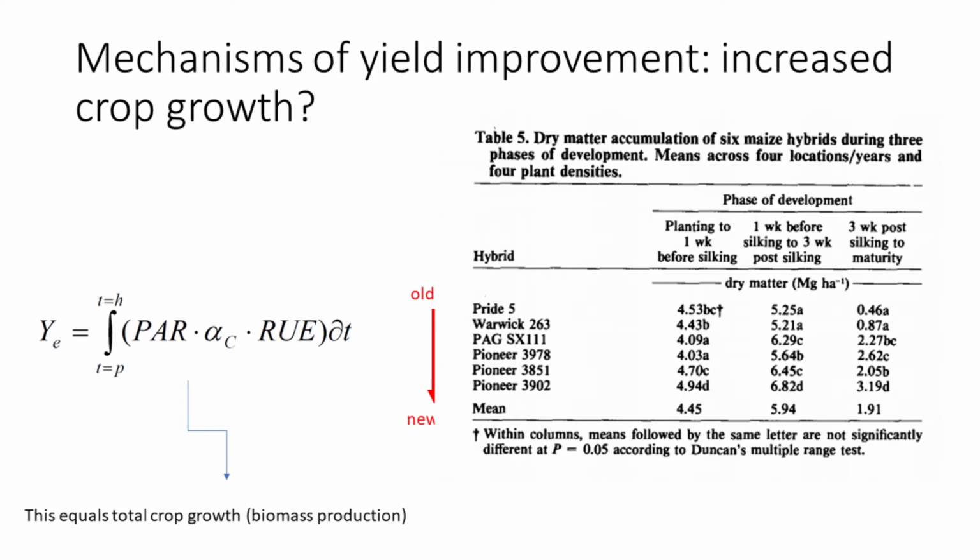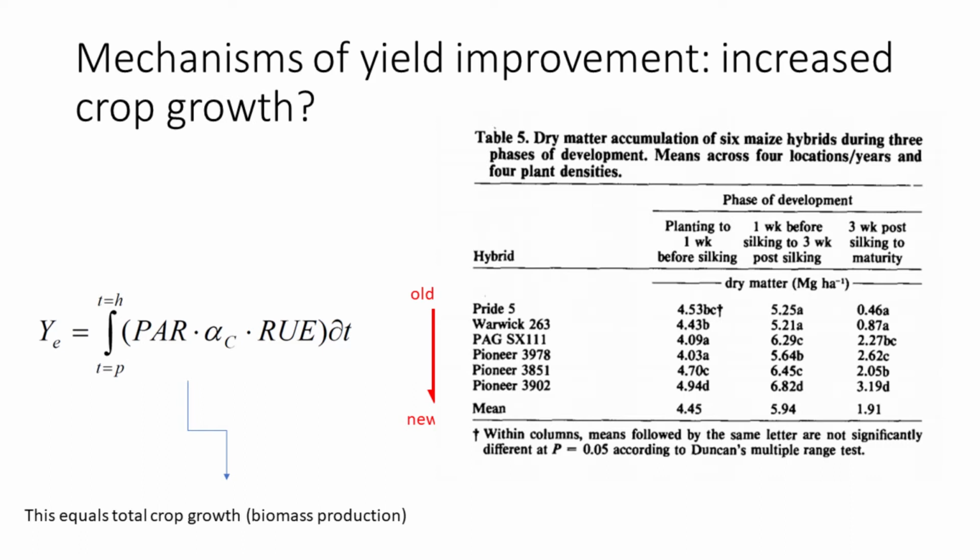And so we can ask the question, do modern hybrids actually grow larger? Do they have a greater total biomass accumulation? In other words, is this component of the yield equation increasing? And that's what another one of Tolinar's papers did. He looked at total dry matter, total crop biomass, at different phases of plant development. And again, what we see is significantly larger increases in crop growth in the newer hybrids in that later period of growth.